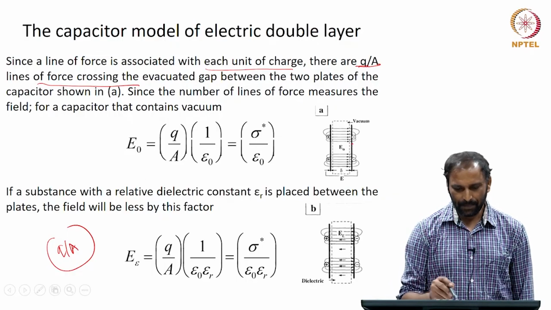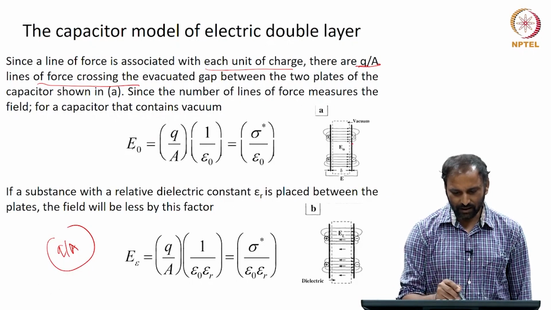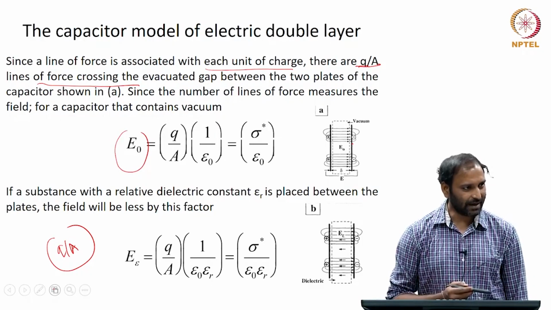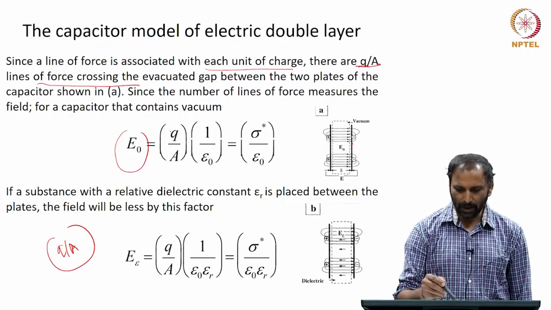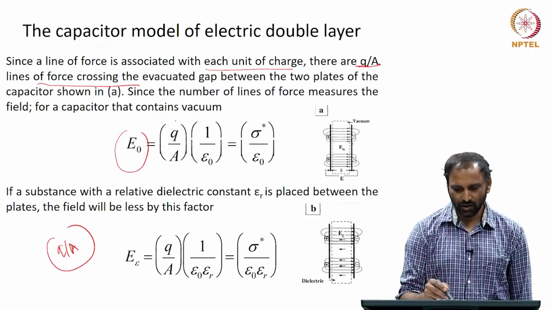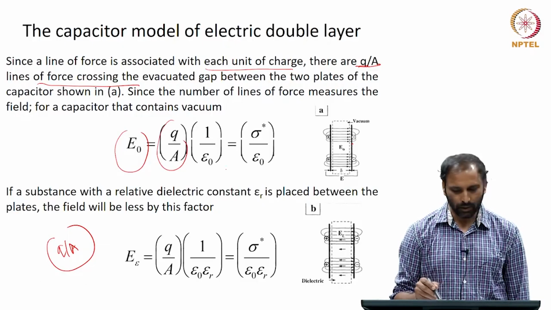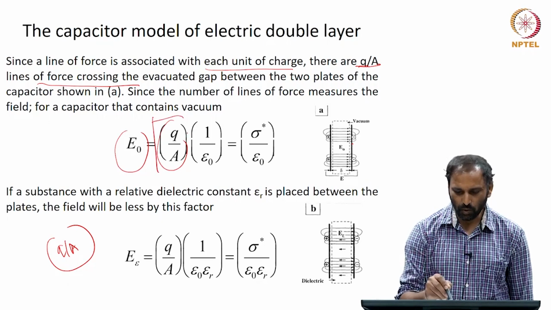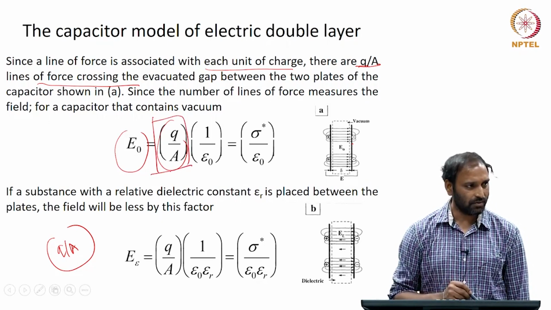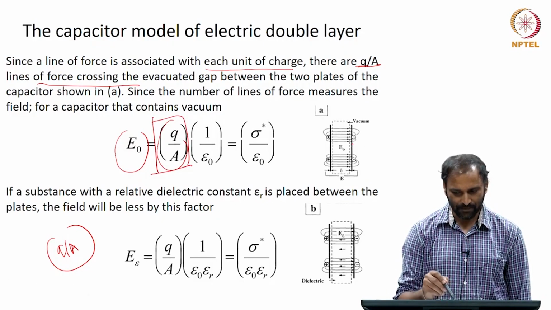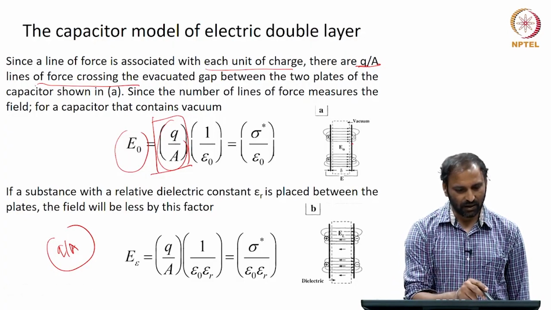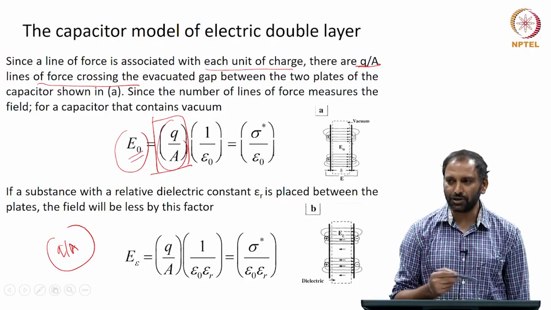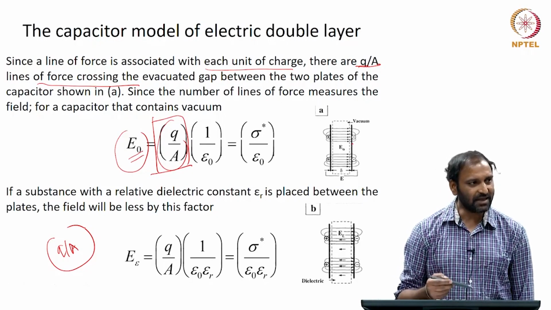Okay. And therefore, you can say that this E naught, that is the electric field, arising because of q by A lines of forces, is q by A divided by 1 over epsilon. So, that in a way tells you what the force is. This q by A is the number of lines of forces, and the electric field generated is proportional to the number of lines of forces.